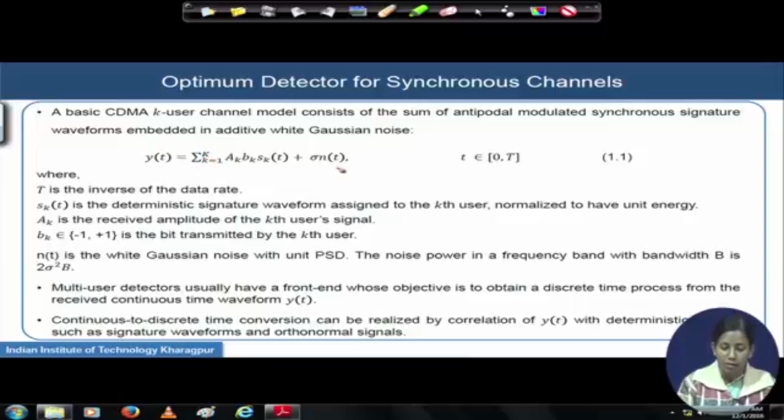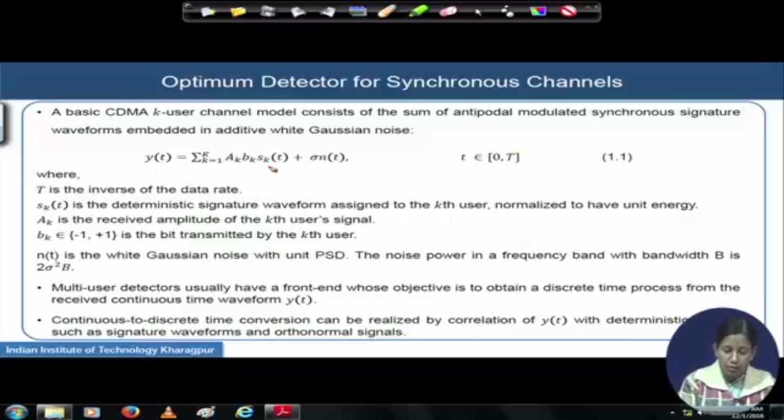and it is embedded with a relatively white Gaussian noise section. Remember this y(t) is a continuous domain received signal, and this t can vary between 0 to capital T, and this capital T is the inverse of the transmitting data rate.